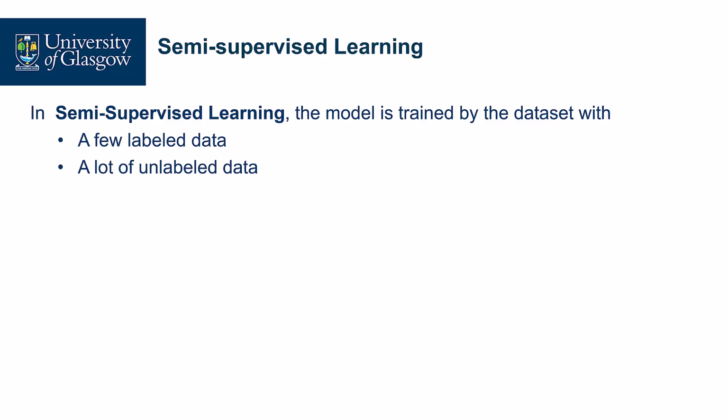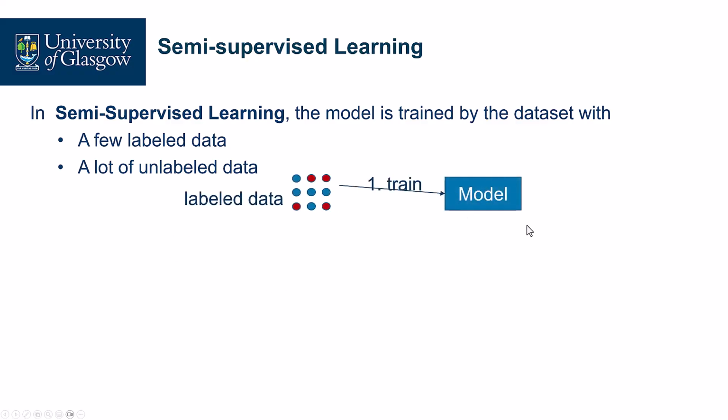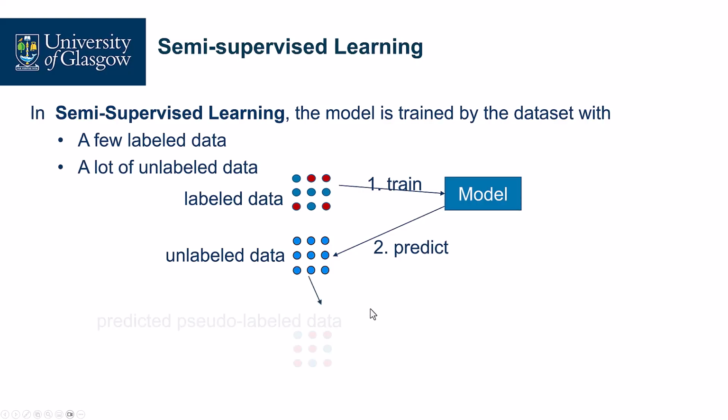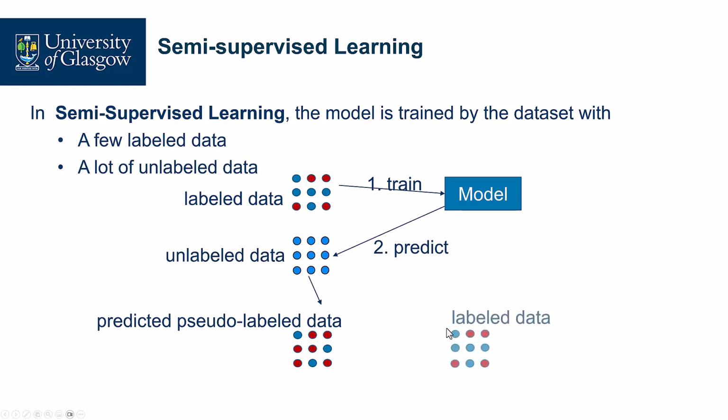So in the first step, we can use the labeled data to train a model. Then we have a machine learning model. Then we use this model to predict the unlabeled data. In this way, we get what we call predicted pseudo-labeled data, because there is a label, but this label is predicted, not the real one. Then, combining this with the labeled data, we now have a supervised learning problem, right? Then we can retrain the model to get a machine learning model. So this is a brief introduction to semi-supervised learning.